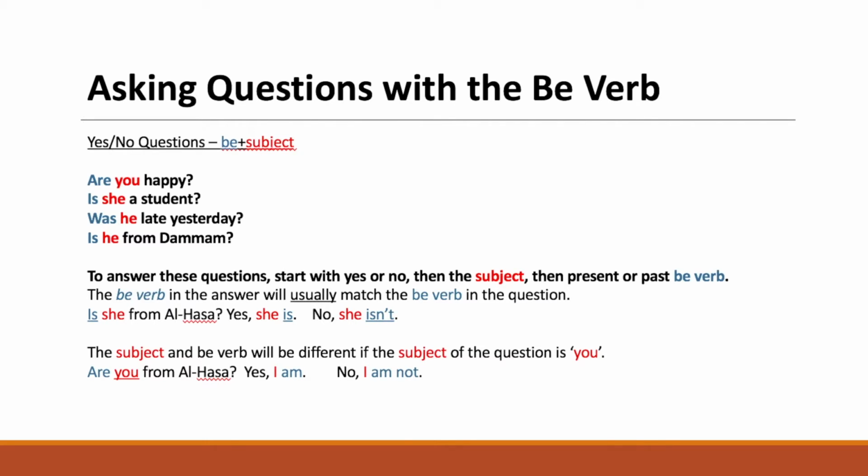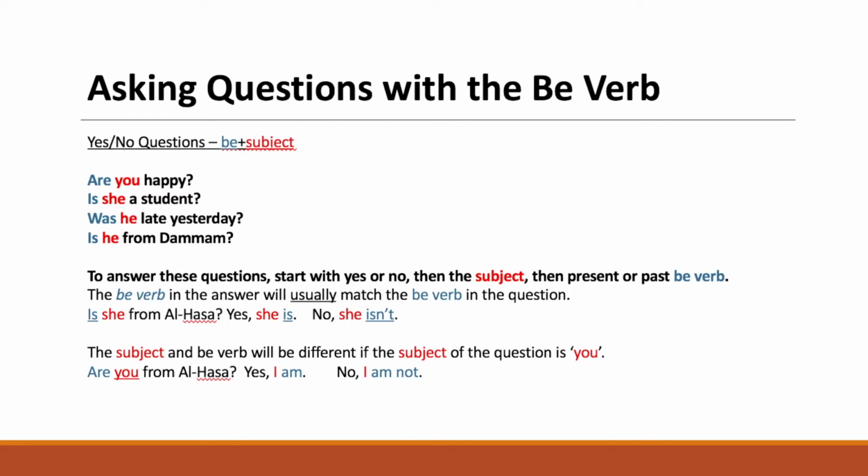To answer these questions, first, state yes or no, followed by the subject, then the correct form of the be verb. For example, is she from Al-Hassa? Yes, she is. Or, no, she isn't. As you can see, the be verb in the answer matches the be verb from the question. This is usually the case.